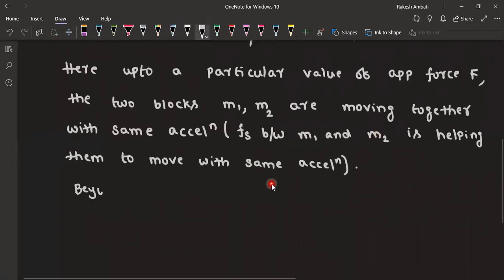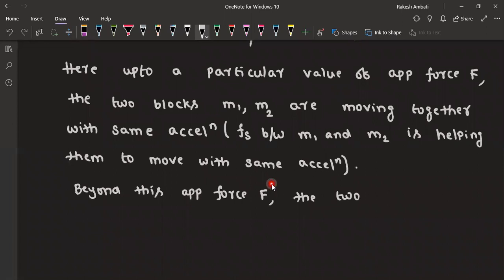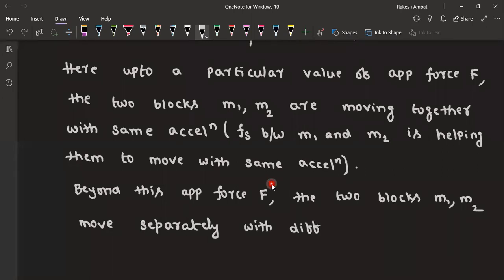Beyond this applied force, the two blocks M1, M2 move separately with different accelerations, A1, A2.